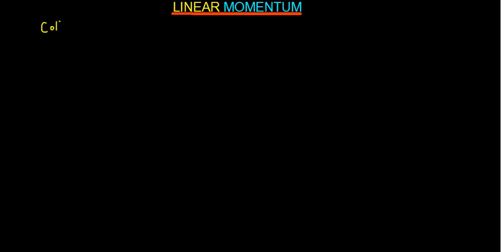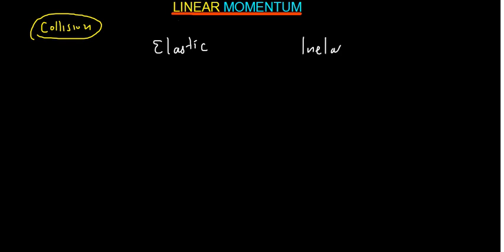So now, when it comes to a collision, if you have two objects which are colliding, a collision can either be elastic or inelastic. So what's the difference between these two types of collision?